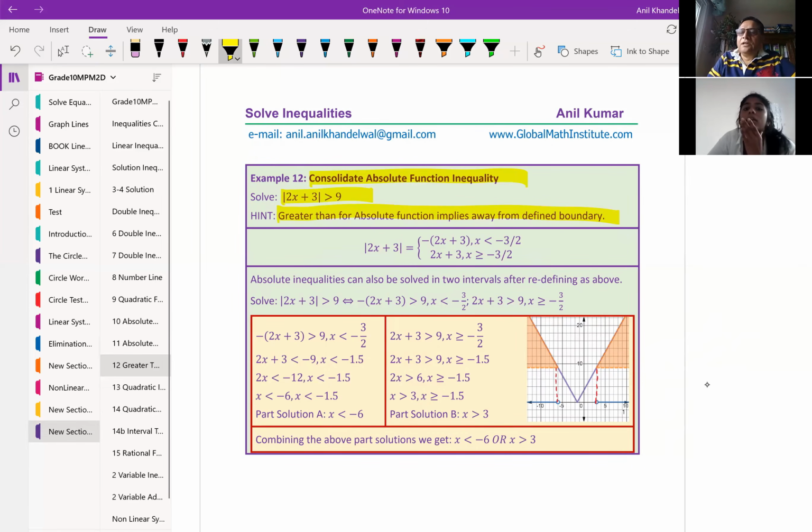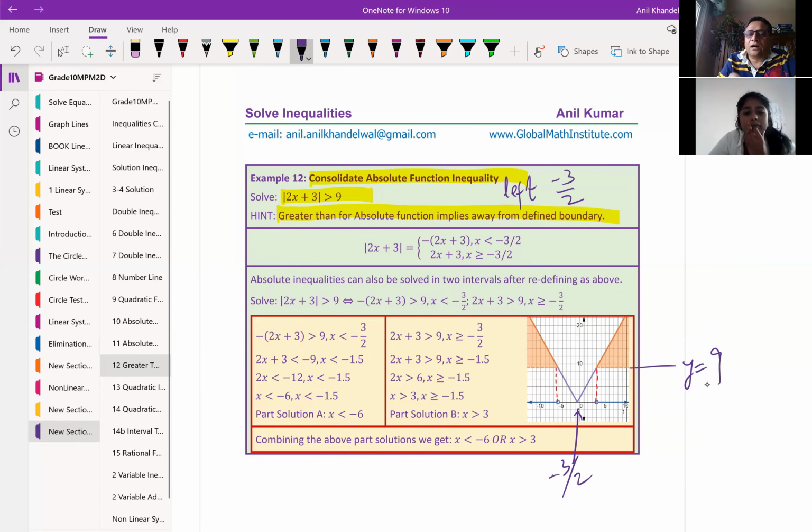So let me first give you a big picture. If you look at this function, we have translated it to the left, because the vertex moves to minus 3/2. That is one part. The second part is the y value, which is 9. So this is your line, y equals 9. This is the point where the vertex has moved to the position of minus 3/2.